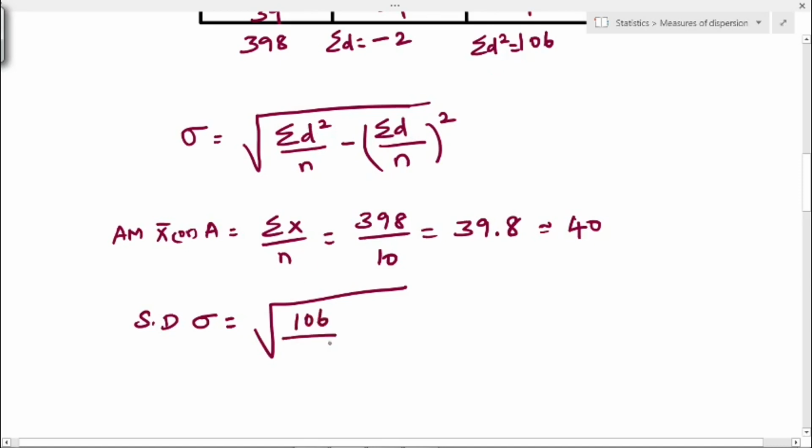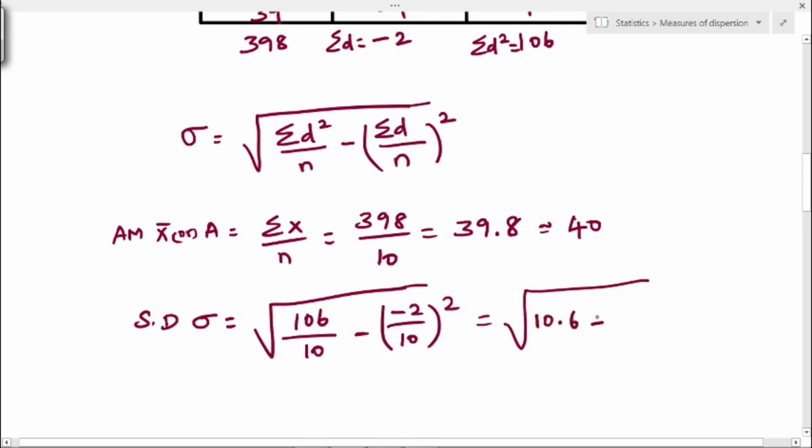So 106 divided by n, that is 10, minus open bracket, and summation D. So summation D value is minus 2. So minus 2 by 10 the whole square. Now simplify this. So 106 by 10, that is 10.6, minus, and this is minus 2 by 10 the whole square. So minus 2 by 10, that is minus 1 by 5, that is 0.2. So it will become 0.04.